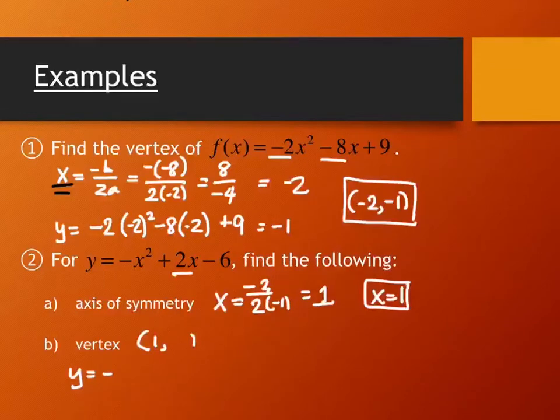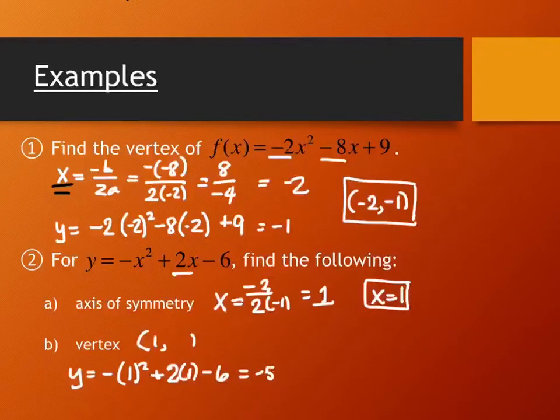So the x value would be negative, and then we've got 1 squared, and then plus 2 times 1, and then minus the 6. So this is negative 1 plus 2, which would be 1, and then 1 minus 6 would be negative 5.